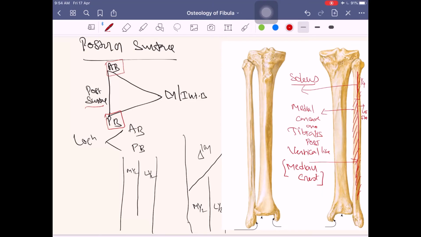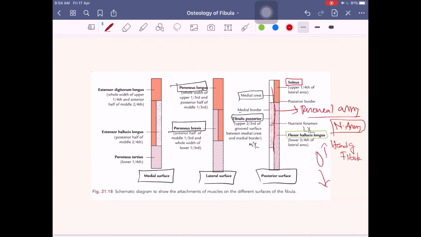So in this picture you can see, in the upper portion we have the soleus on the lateral aspect of the medial crest, and then in the lower middle part you have tibialis posterior on the medial side, the grooved area, whereas flexor hallucis longus we have on the lateral side. So this is the entire part, and in this portion you don't have anything because it's related to the tendon of your tibialis anterior. The green line, which is the median crest, is related to your peroneal artery.